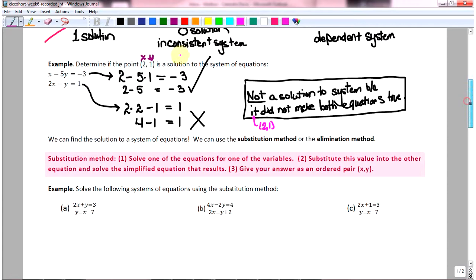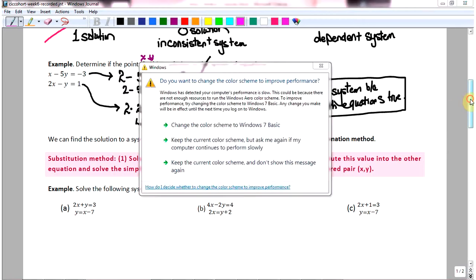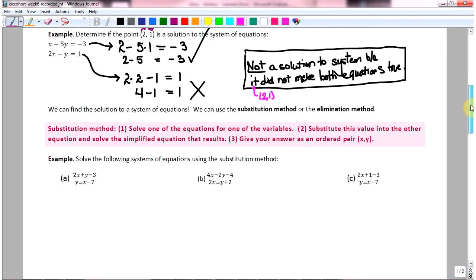Okay, well, how can we figure out the solutions to a system? We're not always going to have a point that we want to check. We're going to want to actually find the solution. Well, there are two methods that we can use. One is the substitution method, and the other is the elimination method. So let's start with the substitution method.